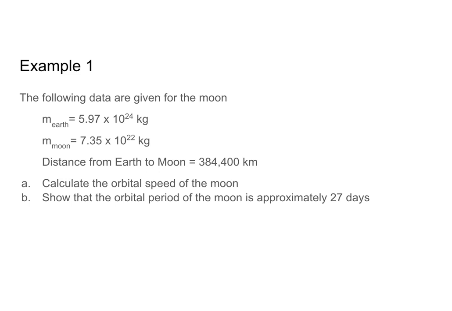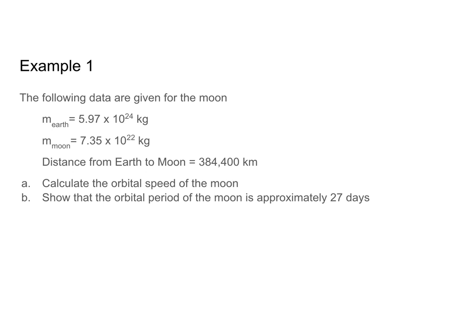The following data are given for the moon. The mass of the Earth is 5.97 times 10 to the 24th kilograms. The mass of the moon is 7.35 times 10 to the 22nd kilograms. And the distance from the Earth to the moon is 384,400 kilometers. We are asked to calculate the orbital speed of the moon and show that the orbital period of the moon is approximately 27 days. So let's go ahead and get started.